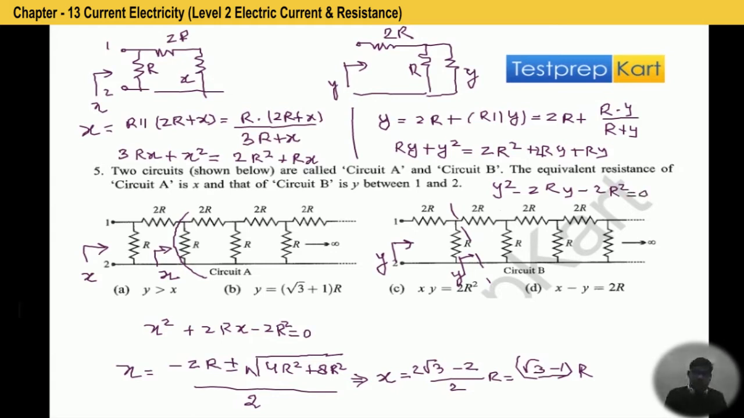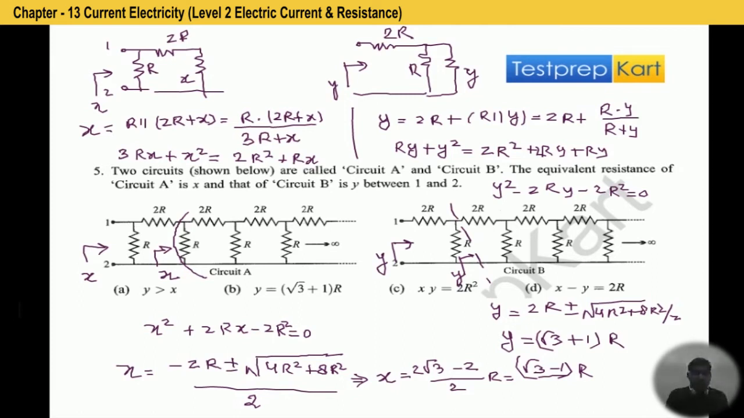Okay, so from here we'll get Y equals to 2R plus minus under root 4R square plus 8R square upon 2. So we are getting almost a similar equation, the only difference is one sign. So Y is equal to root 3 plus 1 into R. Okay, now let's look at the options.